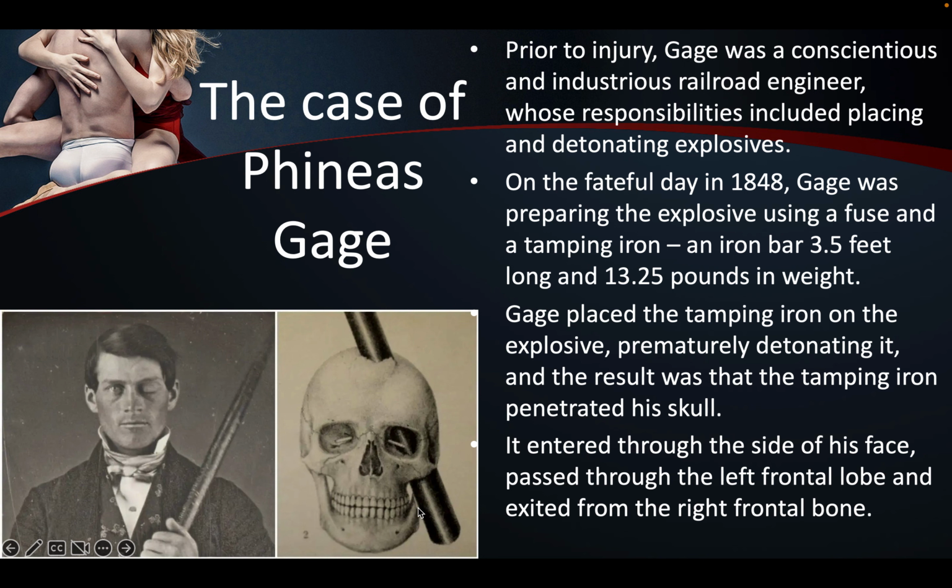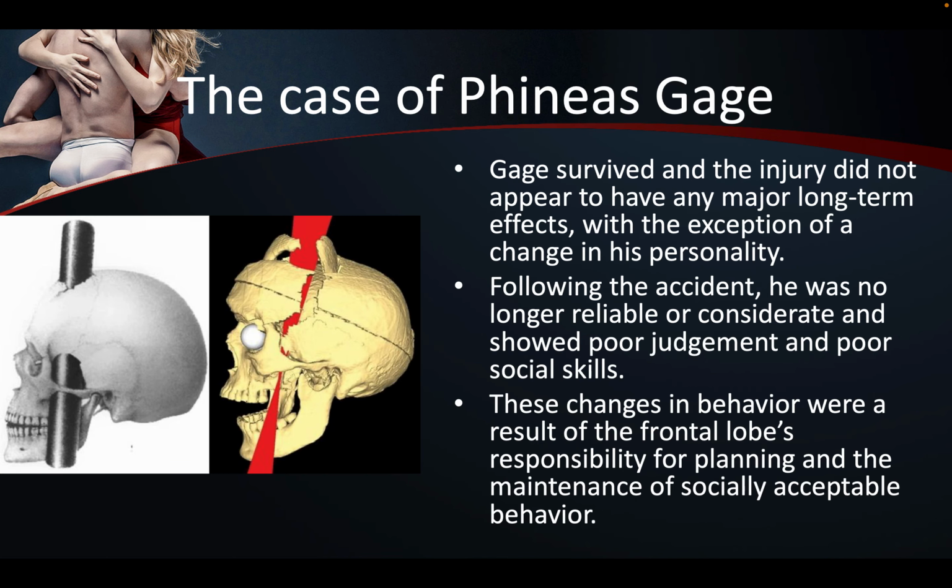And this is where it penetrated his skull, right under his left eye, and went all the way through his brain. It entered through the side of his face, passed through the left frontal lobe, and exited from the right frontal lobe. Gage survived, and the injury did not appear to have any major long-term effects, with the exception of a change in his personality.